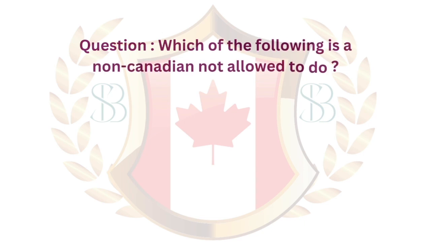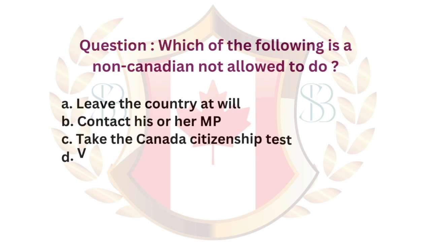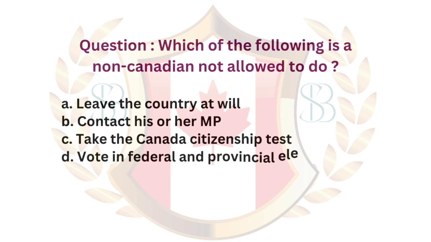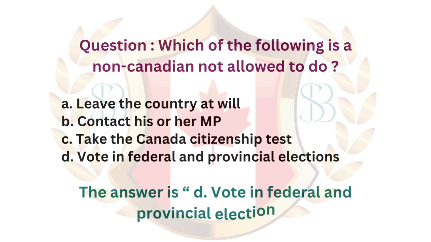Question. Which of the following is a non-Canadian not allowed to do? A. Leave the country at will. B. Contact his or her MP. C. Take the Canada Citizenship Test. D. Vote in federal and provincial elections. The answer is D. Vote in federal and provincial elections.